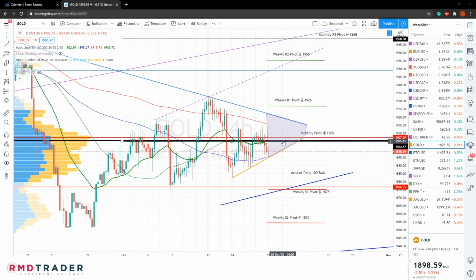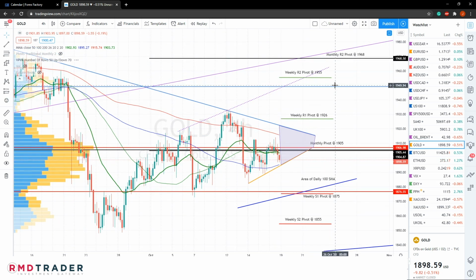So in a scenario we do manage to break above our upper diagonal boundary, there would be some initial resistance at the weekly R1 pivot at 1,926, and should of course price manage to get above that, it will open up our much higher targets in between 1,950 and even as high as 1,968.